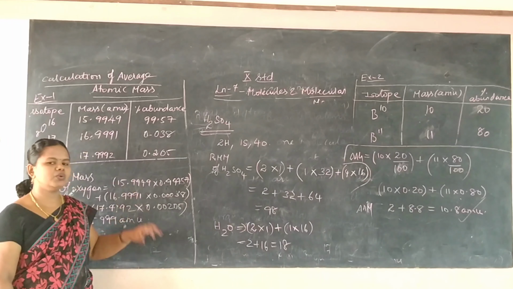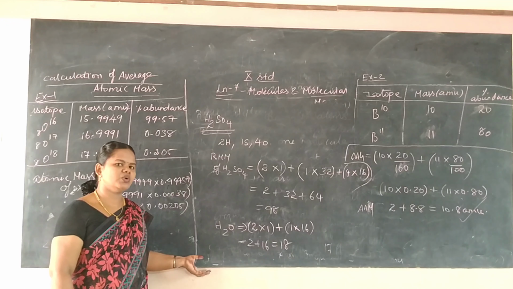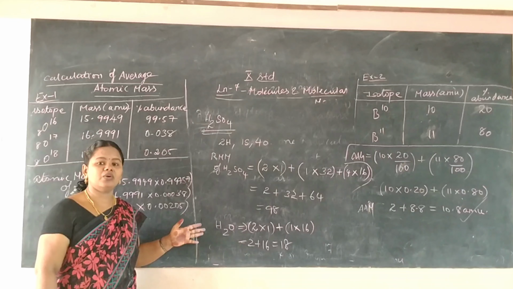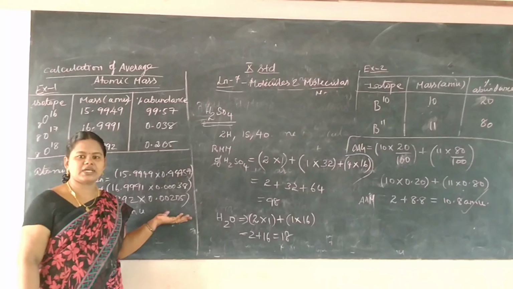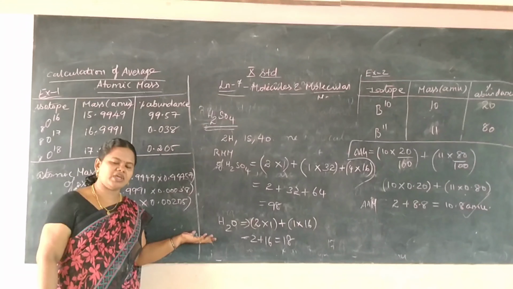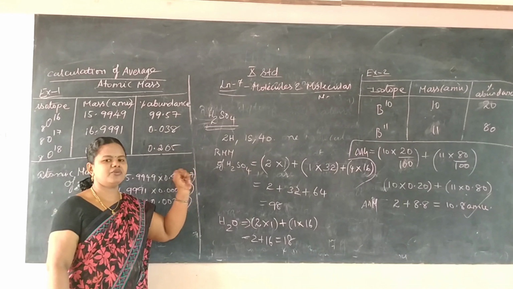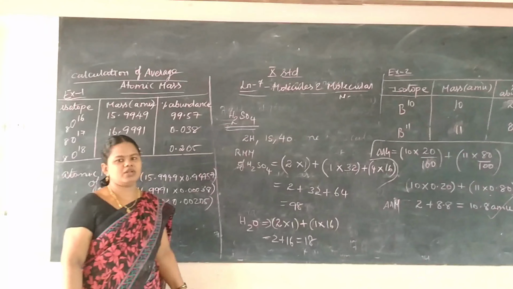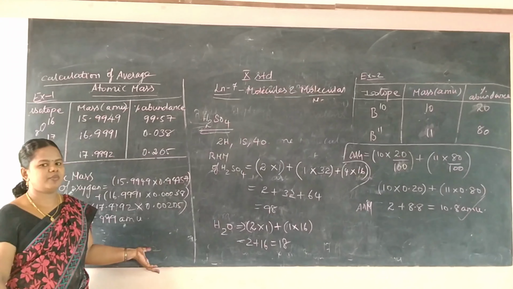Then you have to do activity 7.2 also. In that, you have to find out whether it is a molecule, whether it is a homoatomic molecule or a heteroatomic molecule, or whether it is diatomic, triatomic, or polyatomic. Everything you have to find out and write in that table. So I want you to do activity 7.1 and activity 7.2.